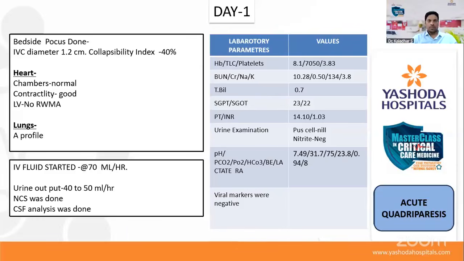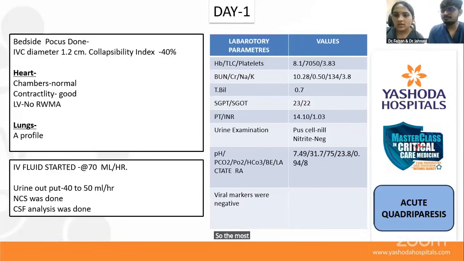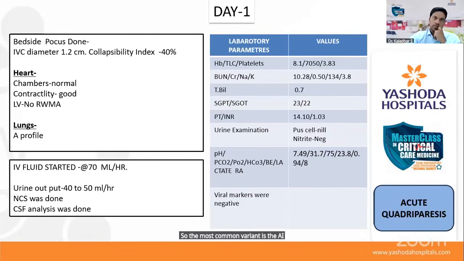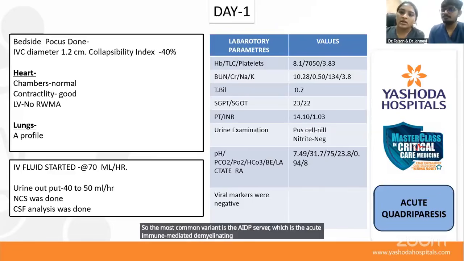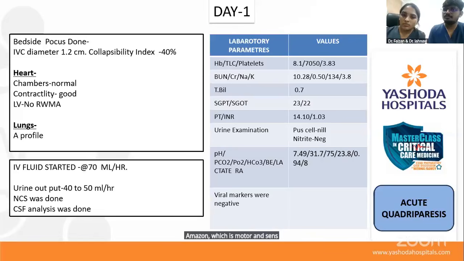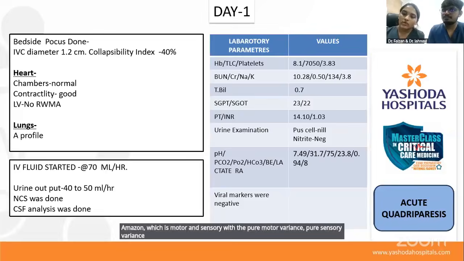Yes. So what are the different variants of GBS? So the most common variant is the AIDP, sir, which is the acute immune mediated demyelinating polyradiculoneuropathy. The other variants are the AMAN, which is the motor axonal, AMSAN, which is motor and sensory, with pure motor variants, pure sensory variants, pandysautonomic variants, Bickerstaff encephalitis, and the Miller-Fisher variant. What is Miller-Fisher variant?